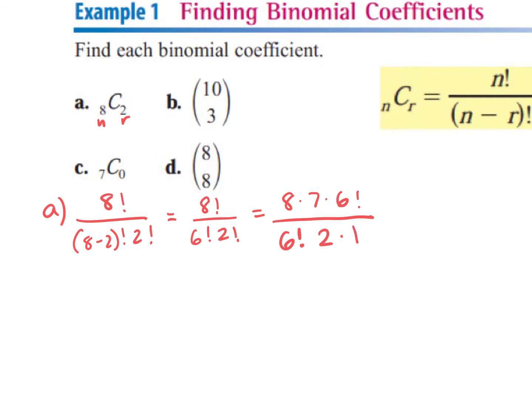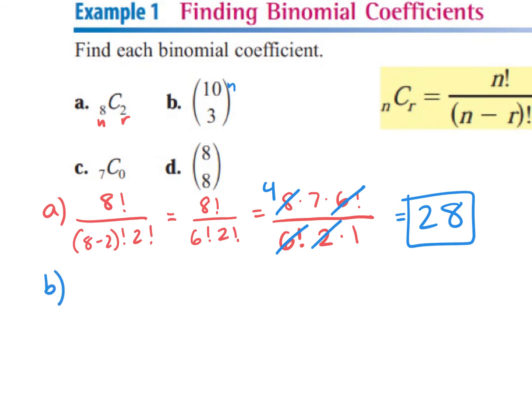So do I have anything that cancels? 6 factorials cancel. And then anything else? 2 goes into 8 4 times. So on top, it's just 4 times 7, which is 28. All right, B.